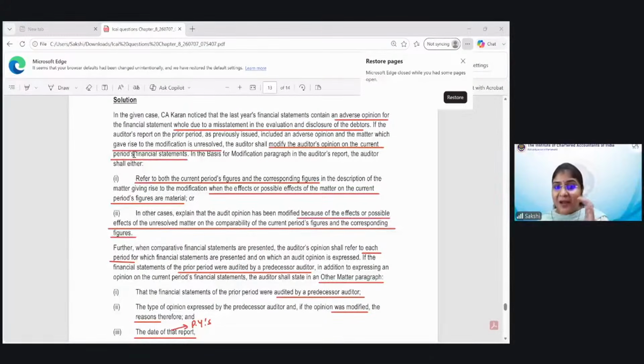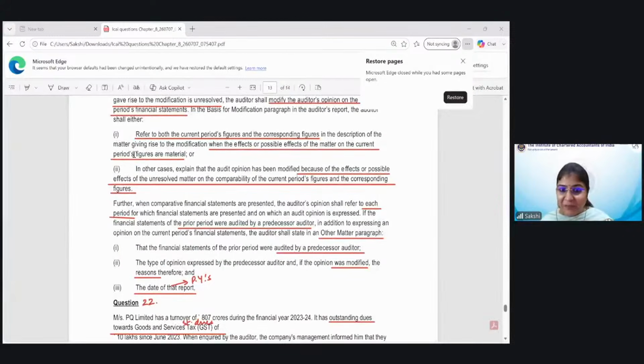If the auditor's report on the prior period as previously issued included an adverse opinion and the matter which gave rise to the modification is unresolved, the auditor shall modify the auditor's opinion on the current period financial statements. And in the basis for modification paragraph, the auditor shall either refer to both the current period's figure and corresponding figure in the description of the matter giving rise to the modification, with the effect or possible effect of the matter on the current period as well, because it is material. That is why adverse opinion was given.